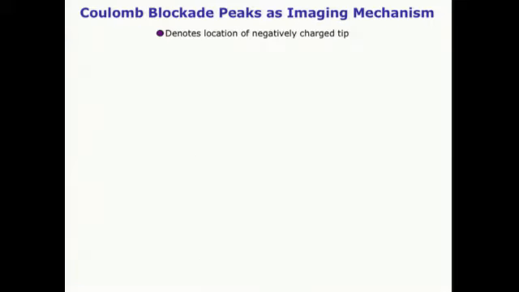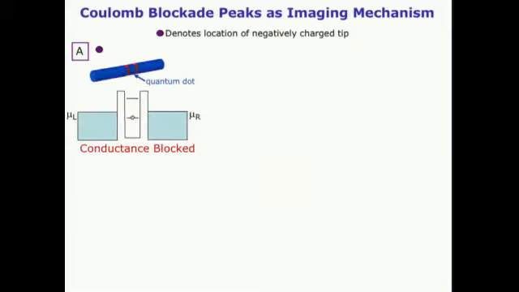And not just imaging the flow of electron, you can actually image quantum dots using this technique. So here is a cartoon of a quantum dot in a one-dimensional nanowire. This purple circle here denotes the position of the tip. Initially at this position, the chemical potential of the dot is not aligned with the source and drain to the left and right of the dot, so there is no conductance.